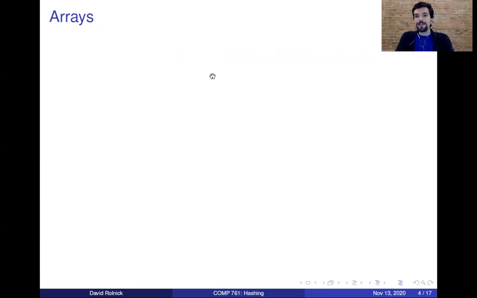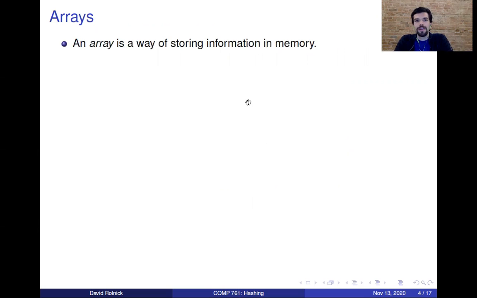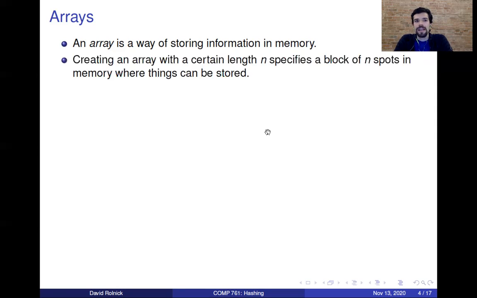So I realized that I never really actually said what an array is from a sort of data structure perspective. And I think this is going to be useful in thinking about the data structures that we're looking at today, namely hash tables. So an array is a way of storing information in memory, like a lot of these other things that we've looked at. And in particular, creating an array with a certain length is like specifying a block of n spots, which are usually consecutive, in memory where things can be stored.